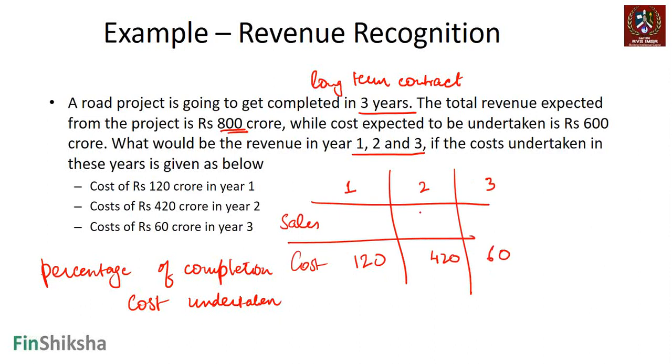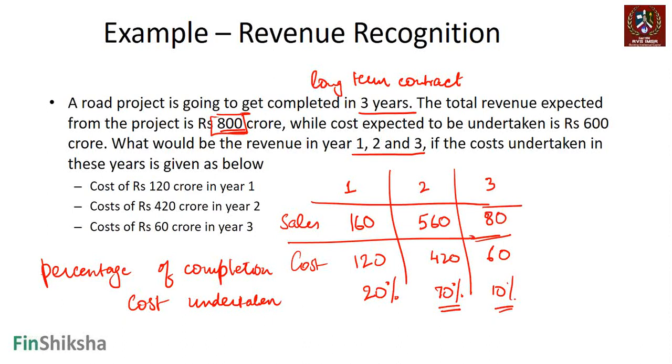As a percentage, 120 by 600 crore is 20%. 420 by 600 crore is another 70%, and then 10%. So 20% of the revenue of 800 crore will get booked in the first year. That means 160 crore comes here. Another 70% gets booked in the second year. That means 560 crore will come here, and the last 10% is booked in the third year. That means 80 crore will come here. So under the percentage of completion method, that is how your income statement would look.